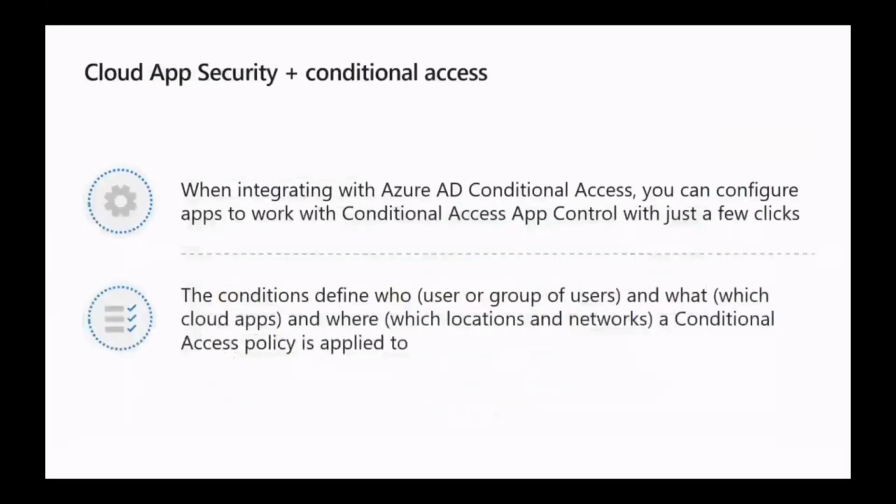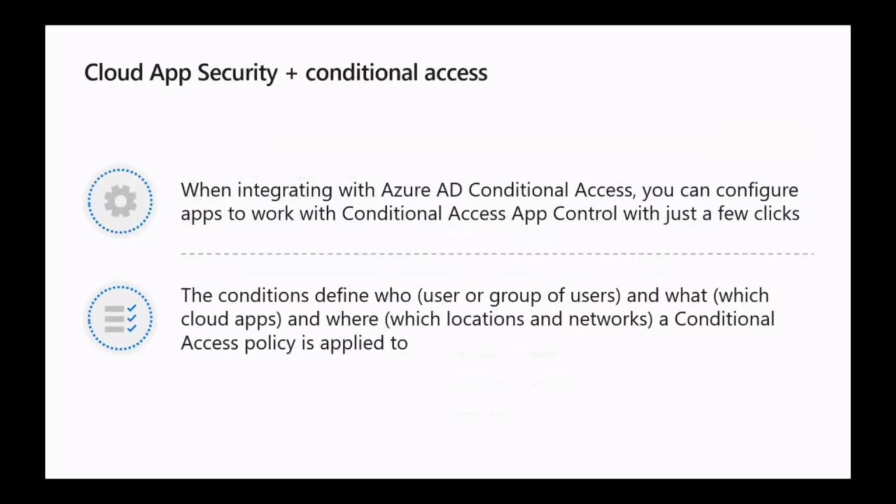Okay, and well, now cloud application security and conditional access. Well, session and access controls can be applied to any interactive single sign-on using the SAML 2.0 authentication protocol. Or if you are using Azure Active Directory, which is the recommended thing to do, the OpenID Connect authentication protocol as well. Okay, so well, in short, when integrating with Azure Active Directory conditional access, you can configure applications to work with conditional access application control with just a few clicks.